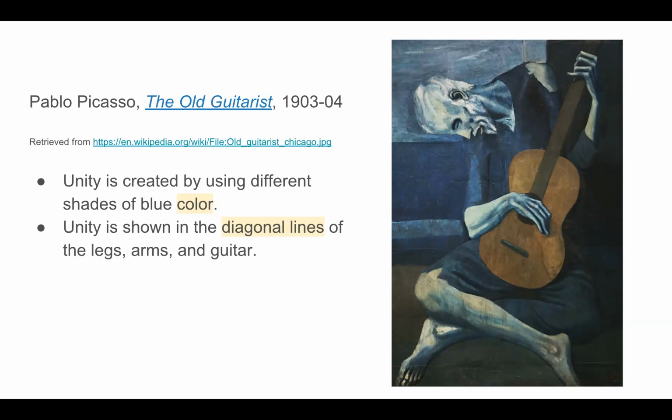The second example is how diagonal lines create unity in this image. And it's not simply lines going diagonally across the painting. It's the diagonal form of the shapes as well. So you can see that the guitar is leaning diagonally, the crossed legs are diagonal, and the arm on the guitar is also diagonal. Having all of these diagonal lines in the painting creates a sense of unity.